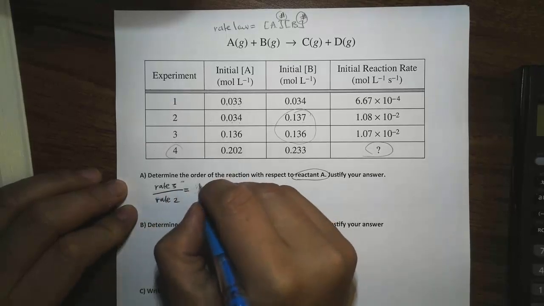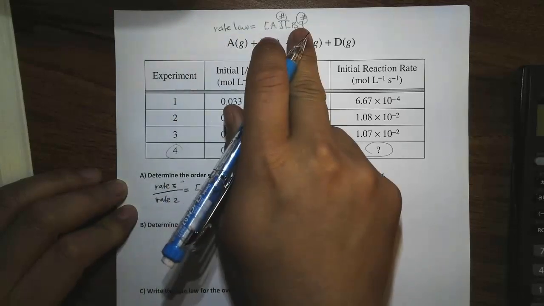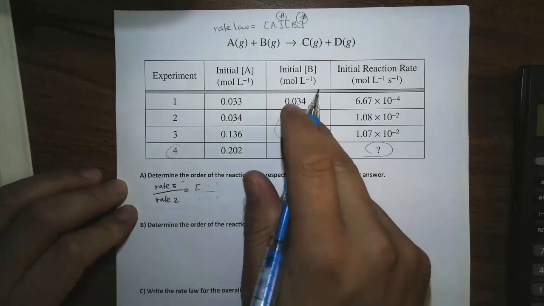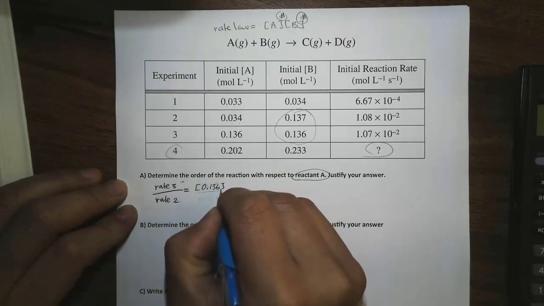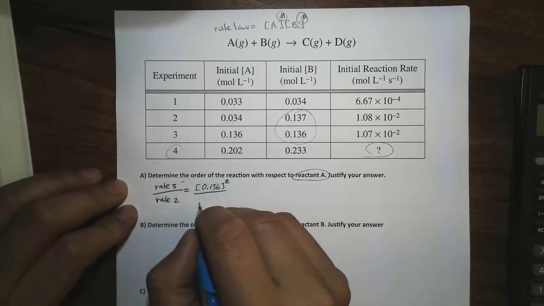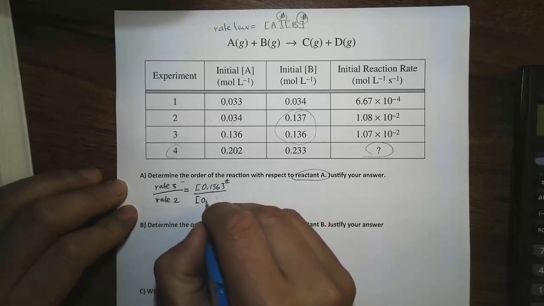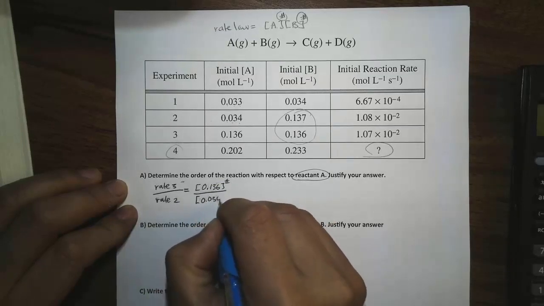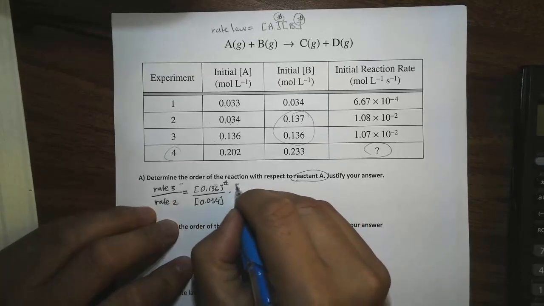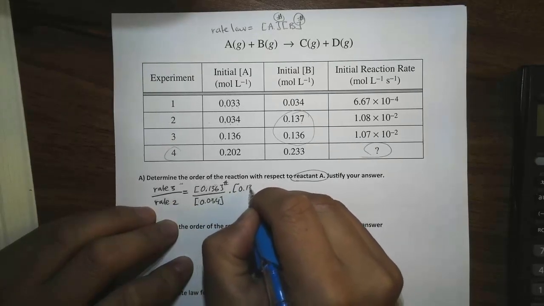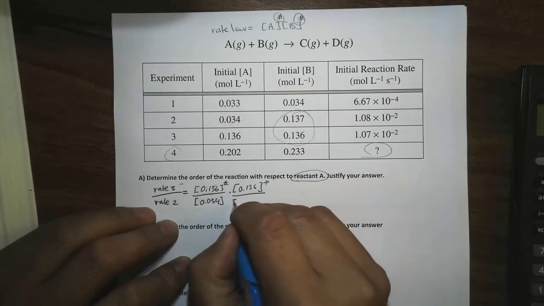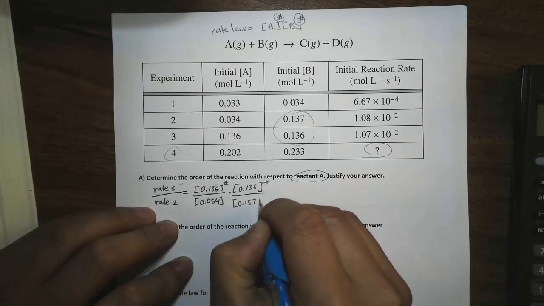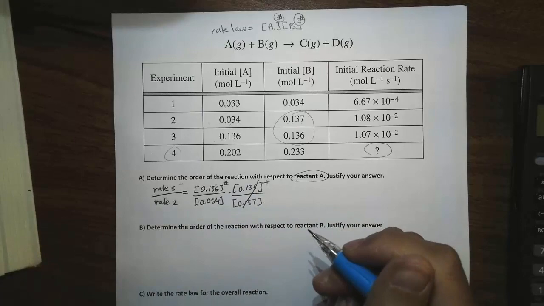So in this case, we know that the rate is A times B. But B can be canceled out because they are the same. So let me show that to you. In this case, the concentration of A in experiment 3 is 0.136, equal to that number right there, and that is relative to 0.034. Okay, times B, which is 0.136, that's for 3, and that's relative to the number right there, divided by 0.137. Okay, this is about 1, so they cancel each other out.